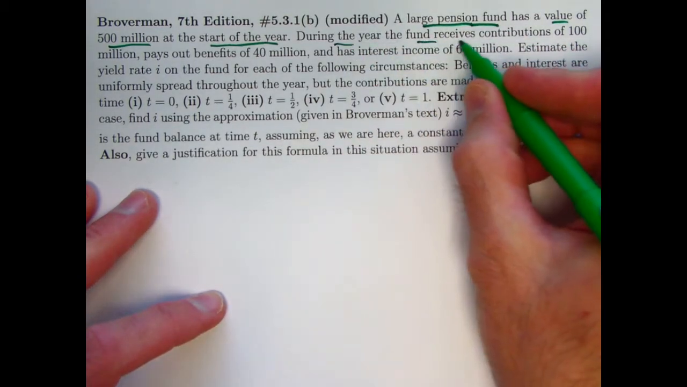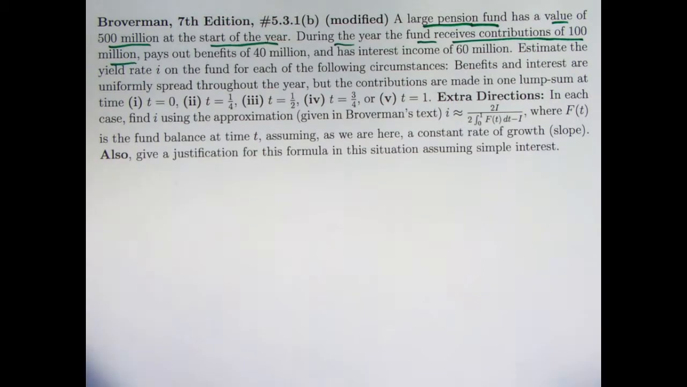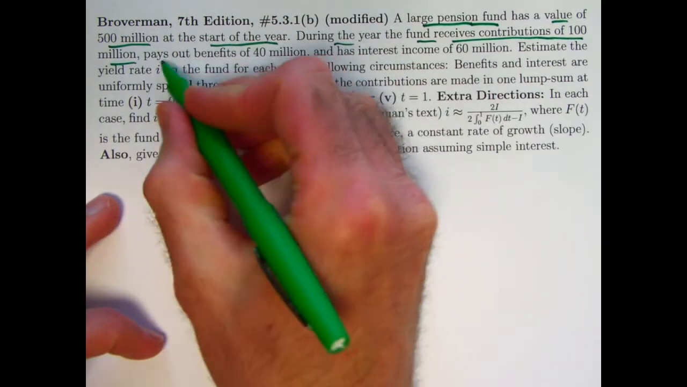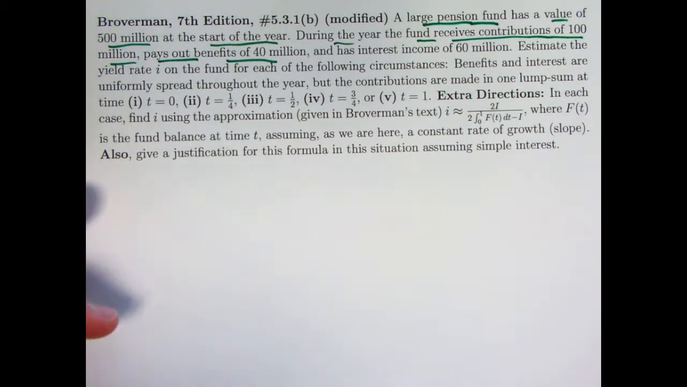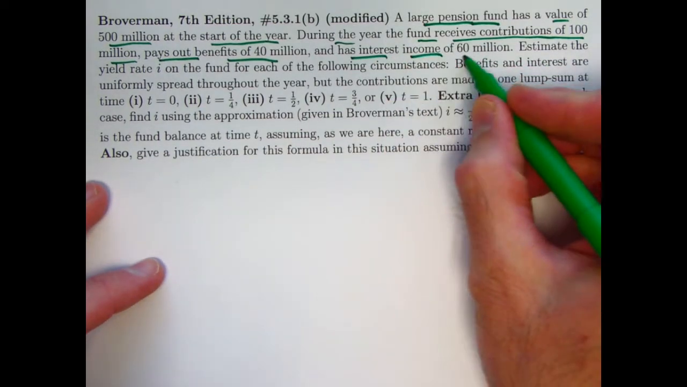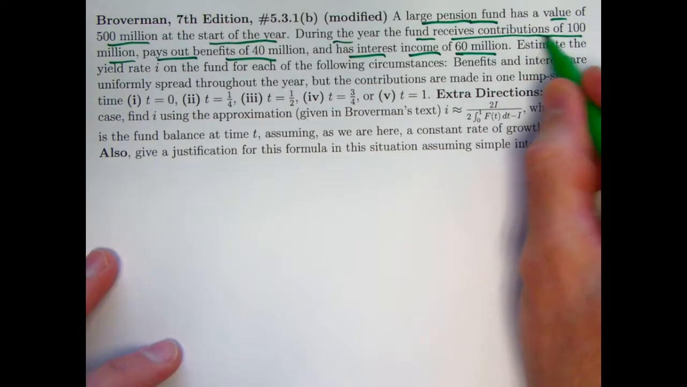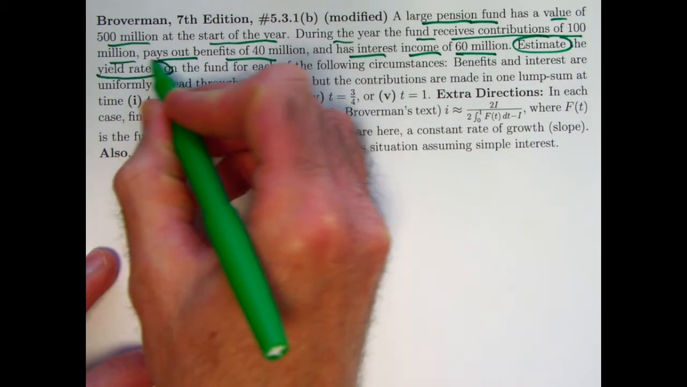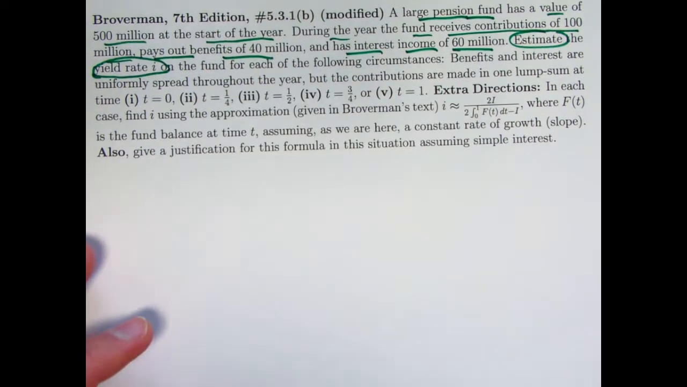During the year, the fund receives contributions of $100 million. So that would be money going into the fund from the company that has these workers and has this pension fund set up for them. It pays out benefits to retirees of $40 million. So that's money coming out of the account, and it does grow in interest, has interest income of $60 million. The goal is to estimate the yield rate i, and you could call it then a dollar-weighted or money-weighted yield rate because it's going to be assuming simple interest for a year.